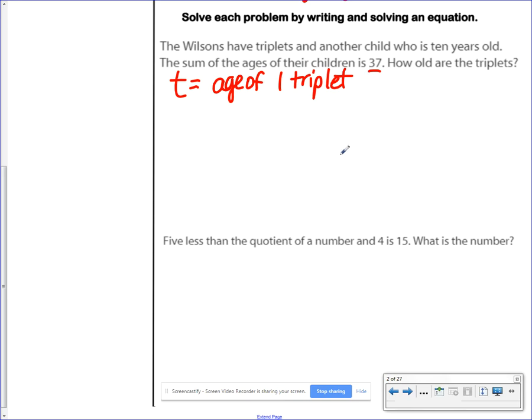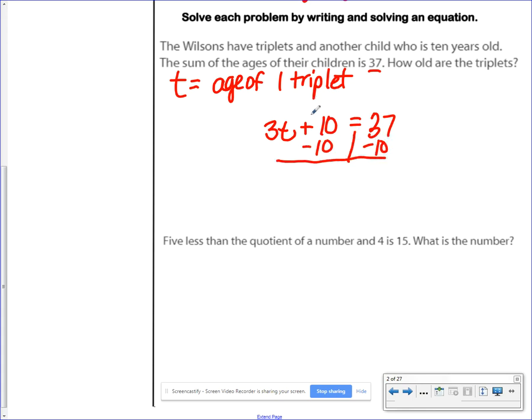Okay, so there are 3 of them because that's what triplets means. So 3 times the triplets' age, and then plus the other child who's 10. That has to equal 37. There's your equation. Go ahead and solve. Pause the video if you want, and then come on back in a minute and double check your work.